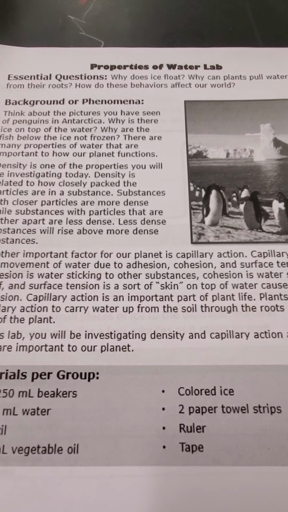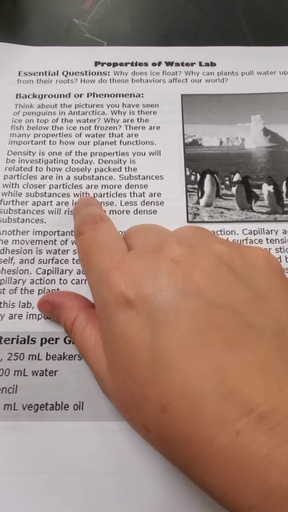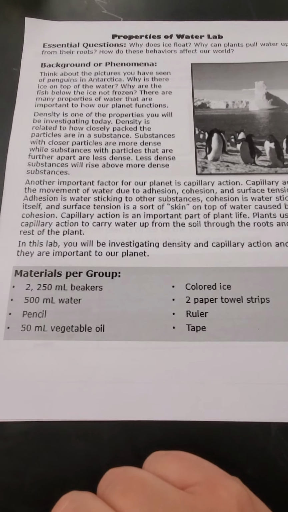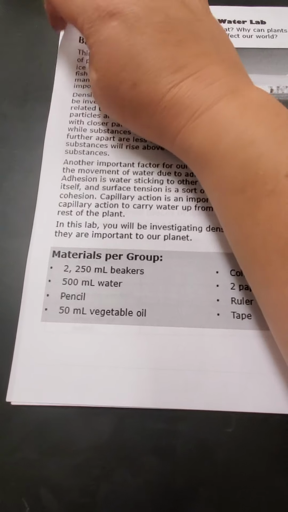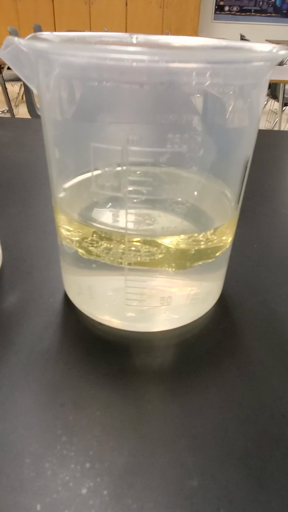Okay, this is the Properties of Water lab. You should have already read and annotated the short reading, and then let's get started. So it says to fill the beaker with 100 milliliters of water and then add your vegetable oil. So that has been done here.